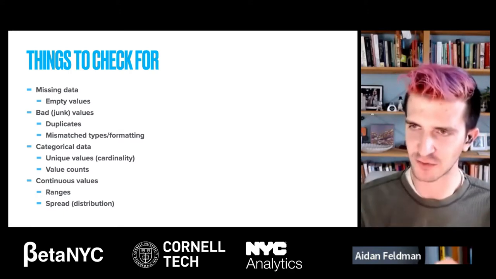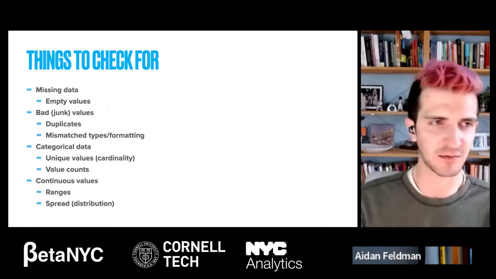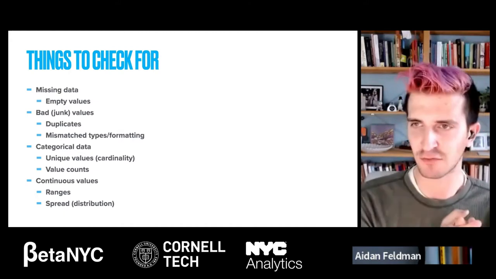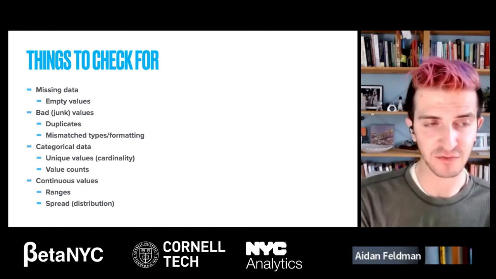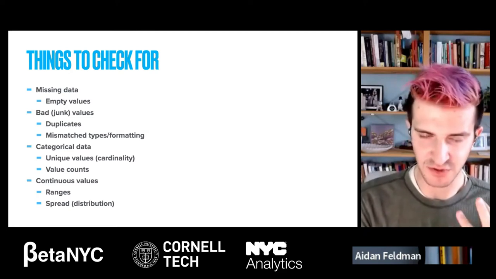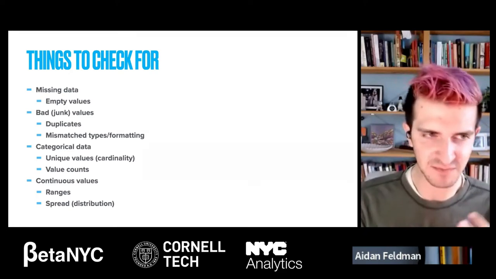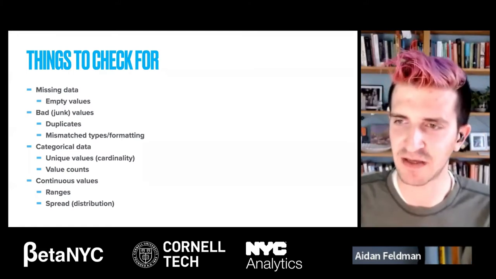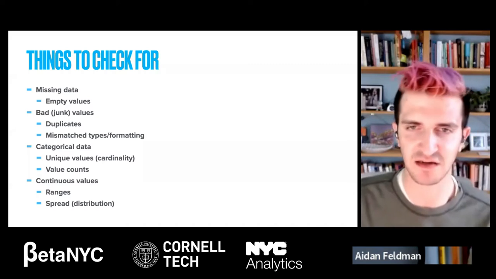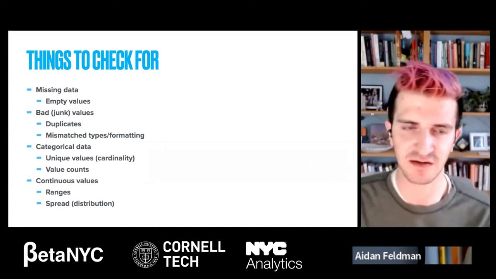When you're dealing with data, for basically every column, look if there are empty values, look if there are bad values, look if there should be unique values or if there are outliers. And then look at what the range or distribution is, the spread. Okay. Empty, bad, unique, spread. In a bit, when we do hands-on, we're going to look at what checking for each of those things looks like in different tools and across different data types.